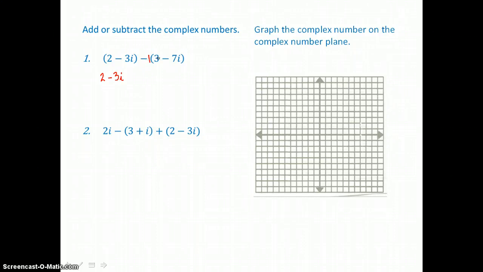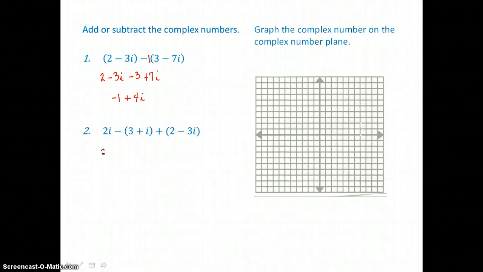So negative 1 times 3 is going to give me negative 3, and negative 1 times negative 7i is positive 7i. And now adding like terms, my real number parts are 2 and negative 3, so I get negative 1, and my imaginary parts are negative 3i and positive 7i, so I'm going to get positive 4i altogether. So that difference is a complex number in a plus bi form.